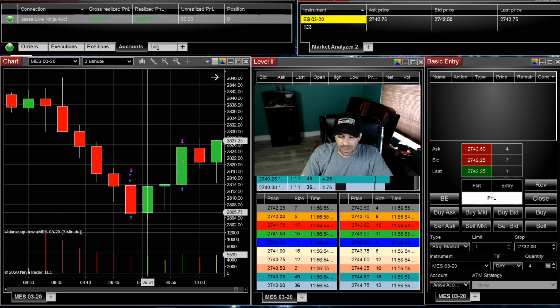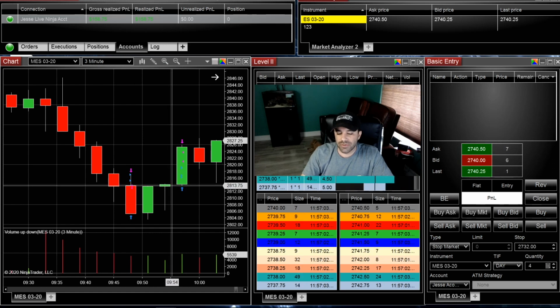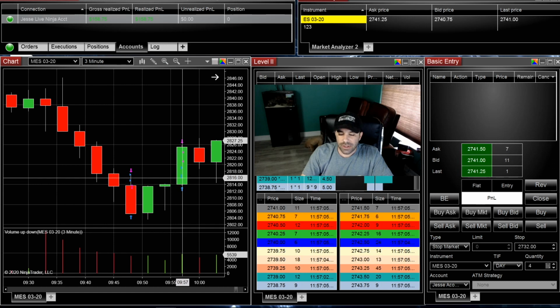Then I waited, and I should have taken this as like a double bottom right here and maybe just gotten long here. Instead, once we broke over the 2815 area, I took that as more of a confirmation, got long in there.